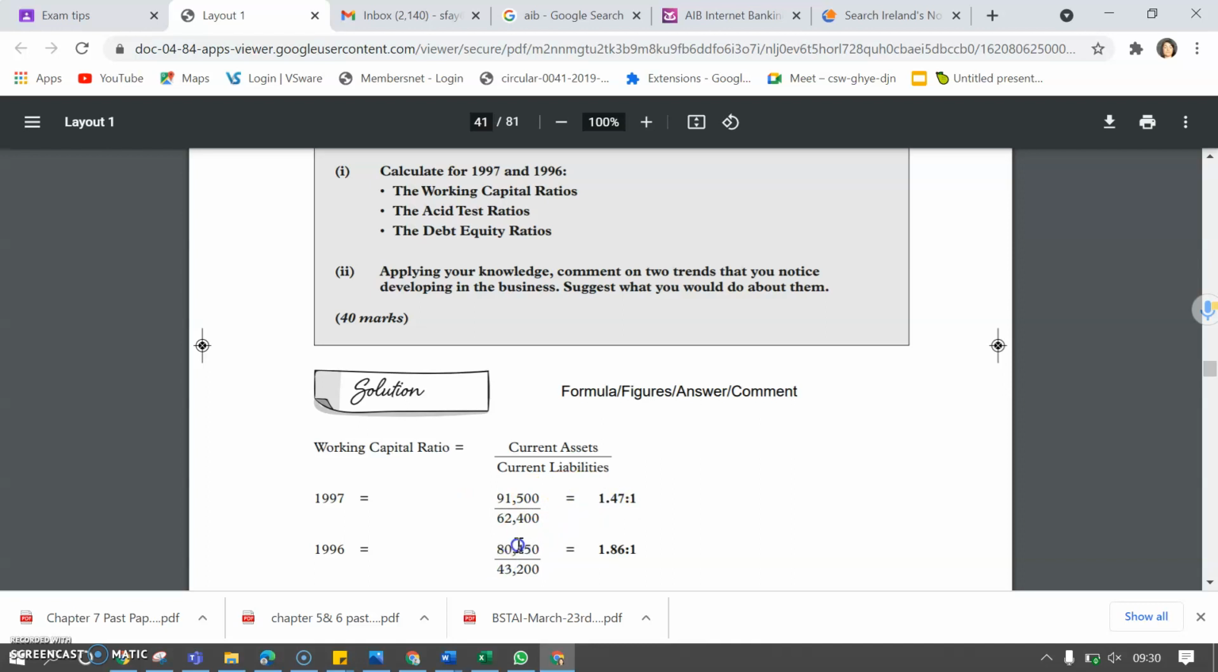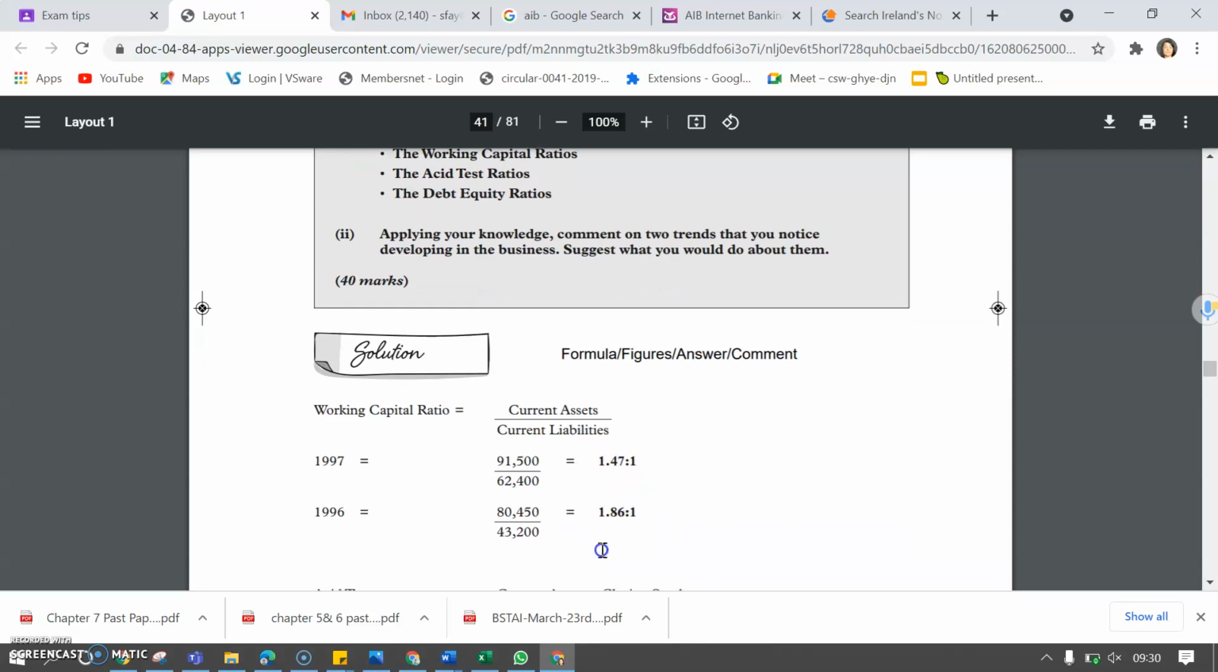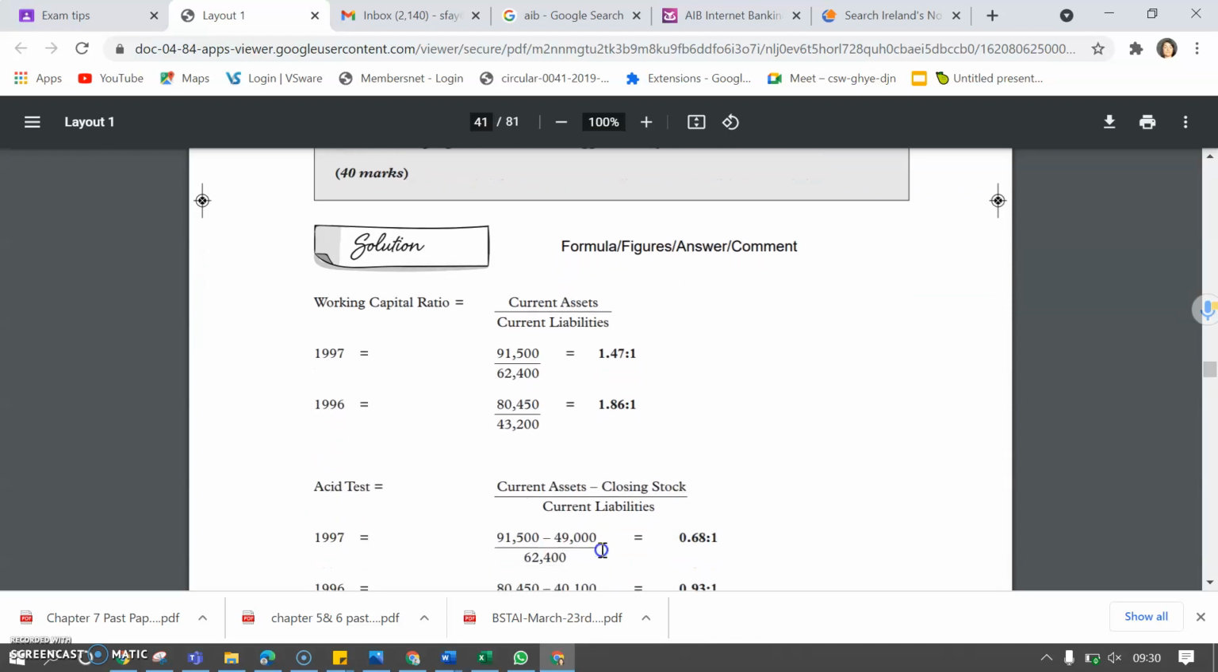And you do it for the first year, 1996. So you could see that your current assets were nearly 1.9, so nearly 2 times. So the year before, you had a much better situation. Your current assets were nearly double. And that's what you talk about with the trend. Your working capital ratio has decreased, which means you're in a less favourable position to pay your short-term debts. We'll talk about that in a minute.